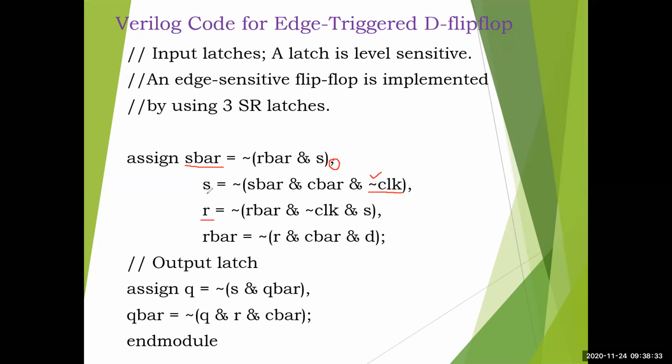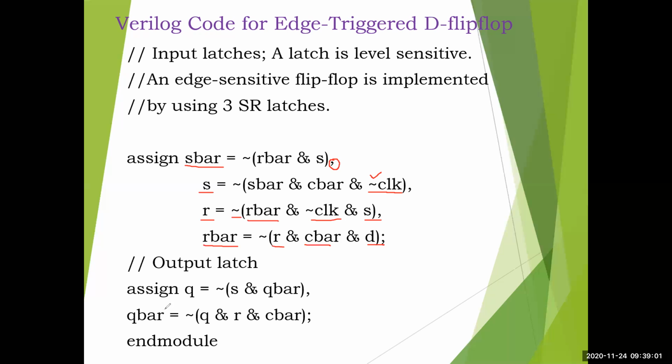Next we have the R output there. Third NAND gate, so it is also a NAND gate: not of R bar, clock, and S. As I have mentioned in the design, the same thing I am writing here. Fourth NAND gate, the bottom-most: R bar is the not of R, C bar, and D. So this is just an AND, it is an AND gate. So not of AND gate is a NAND gate. That's why the negation is kept outside.